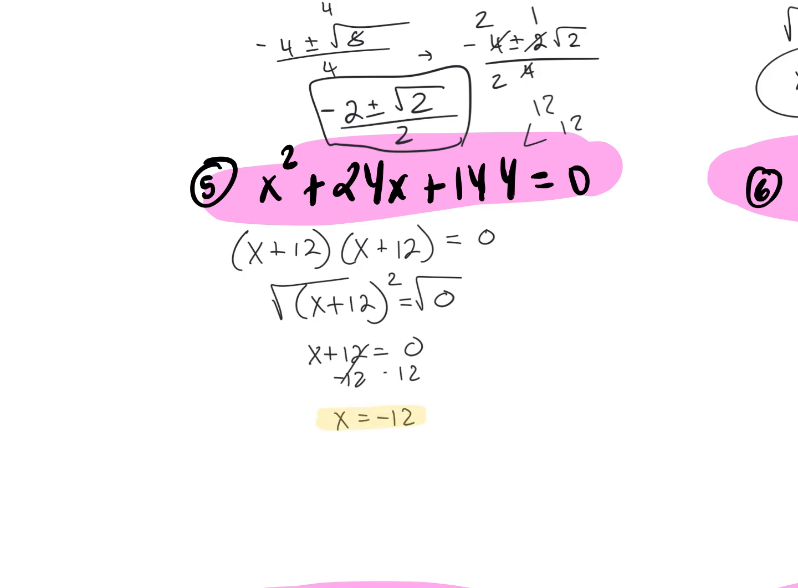If you would have kept it separate, that's fine too. You would have ended up with x is equal to 12 and negative 12 anyway. Just we'll get that answer twice.